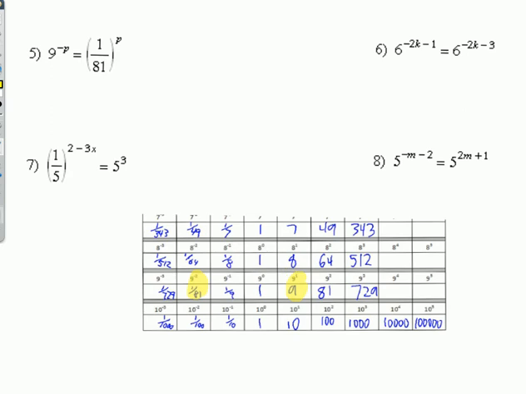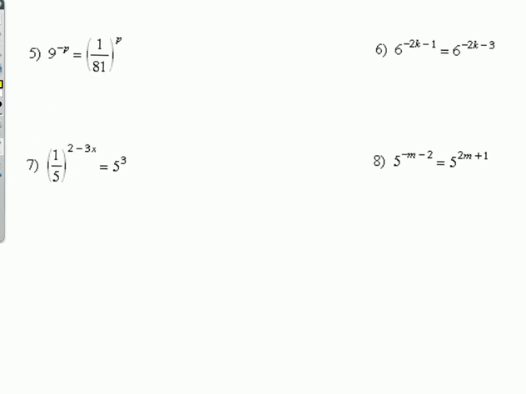All right. So let me reset that. So 9 to the negative 2 and 9 to the first. All right. So that one I leave alone, but this 1 over 81 I replace with 9 to the negative 2, but I still have that p out there, so it's there.